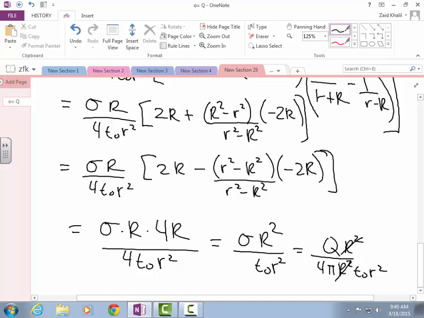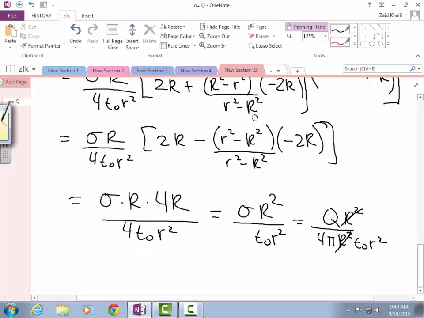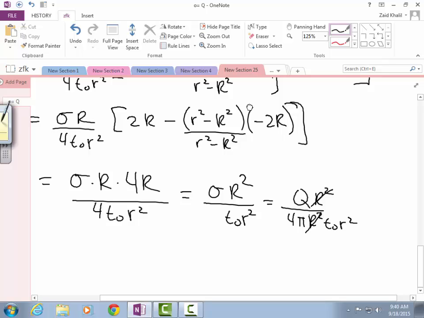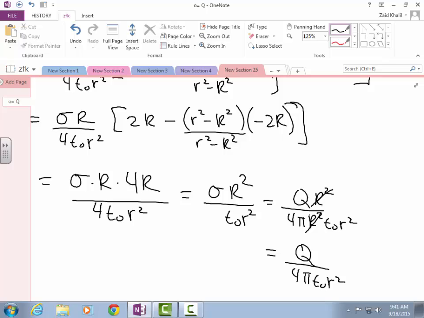We're not done yet, because what did we just show? We just showed that anywhere outside of the sphere, that's right, anywhere outside the sphere, it looks like a point charge centered at the center of the sphere.